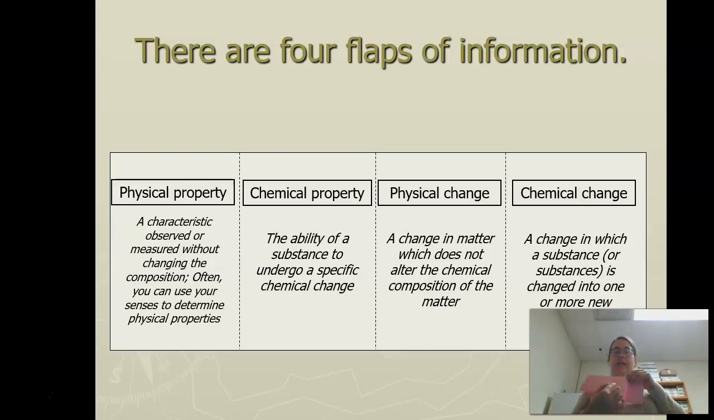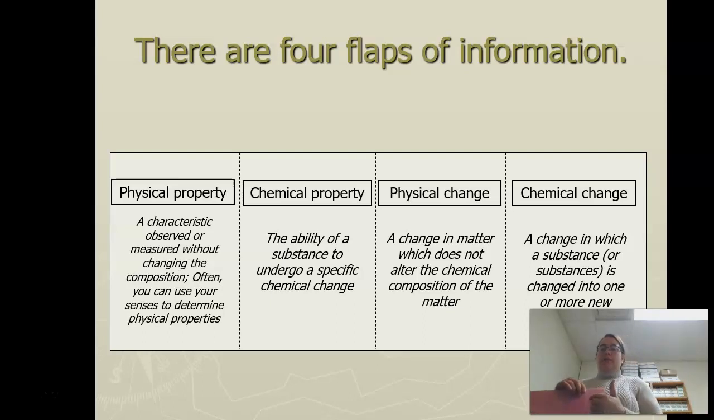Third is a physical change. So you're going to put that on the outside third flap. Underneath, on the back of that flap, you're going to write, it's a change in matter that does not alter the chemical composition of the matter. So you're changing maybe the appearance of your item, but you're actually not changing what the item is.